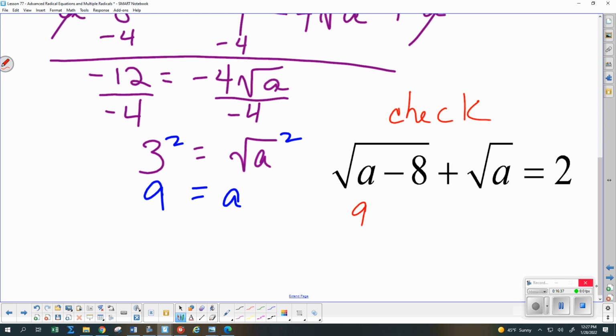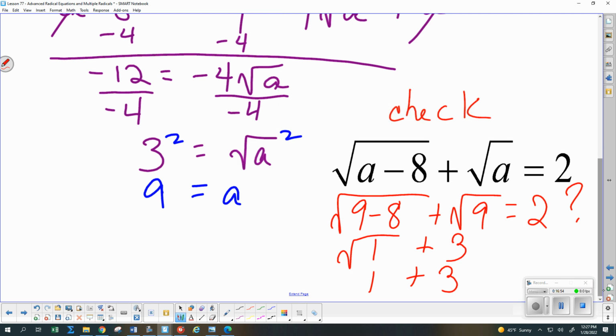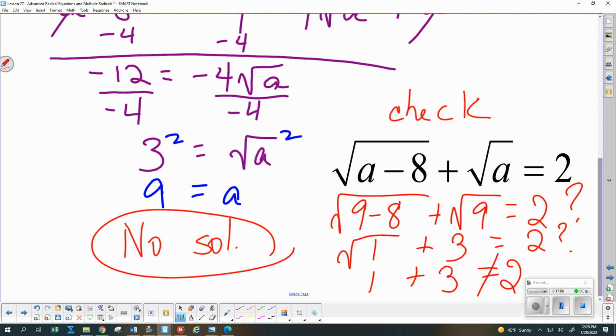9 in. So 9 minus 8 plus root 9, does it equal 2? Root 1 is how much? And what's root 9? And what is 1 plus 3? And does 4 equal 2? It does not equal 2. So it is not a solution. So no solution.